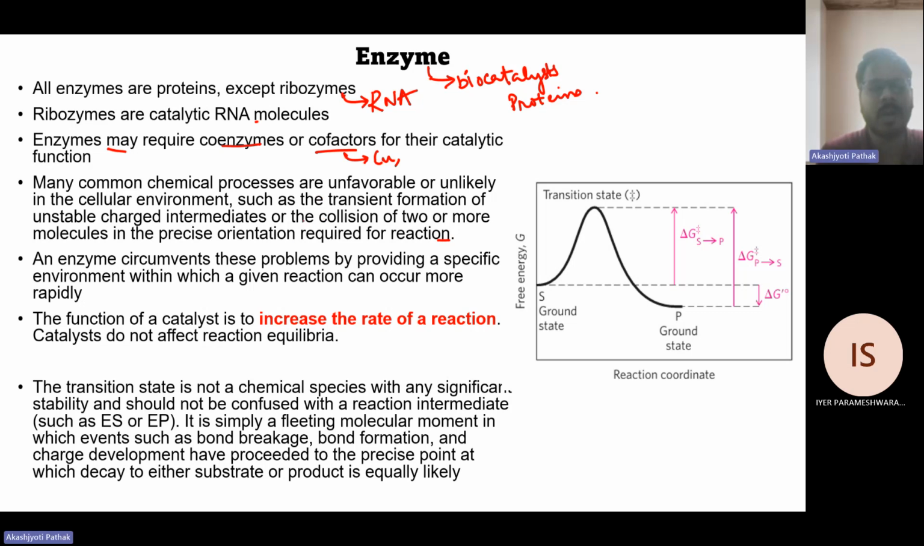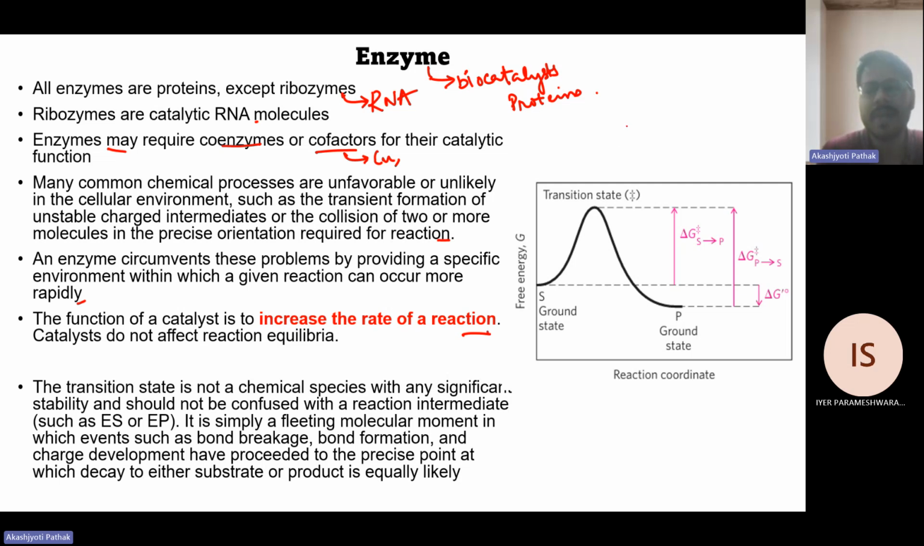So there are many different reactions which are unfavorable in the cellular environment. For these types of reactions, we require enzymes. So what does an enzyme do? It circumvents these problems by providing a specific environment within which a given reaction can occur more rapidly. So basically, what is the function of a catalyst or an enzyme? The function of an enzyme is to increase the rate of reaction.